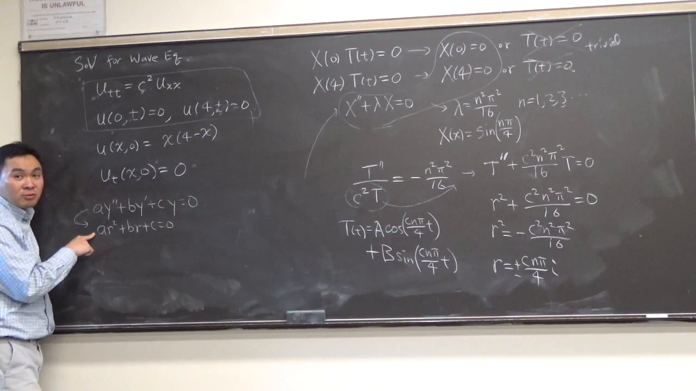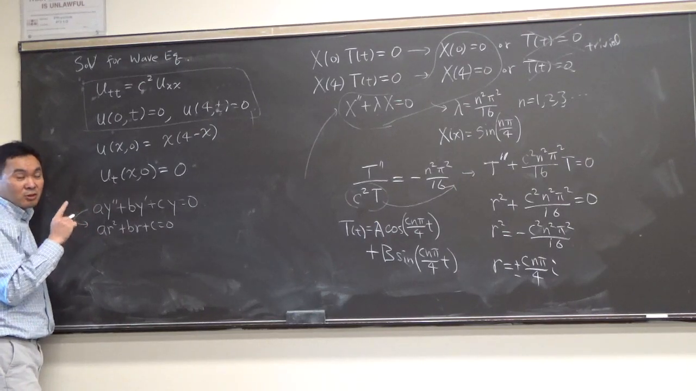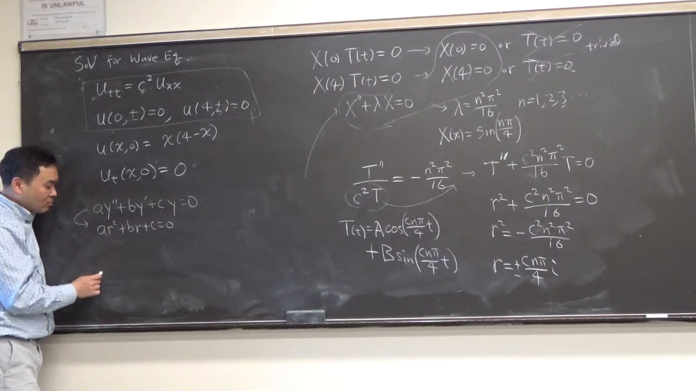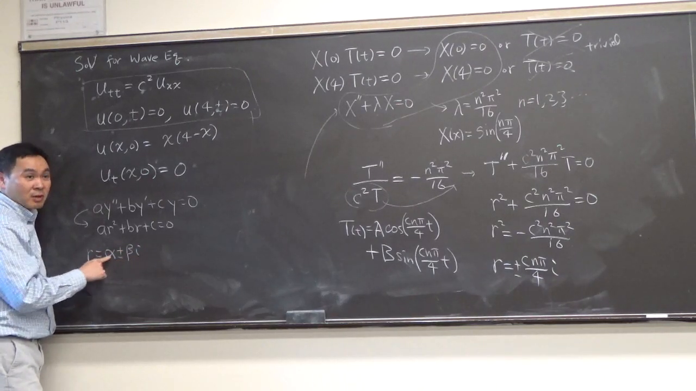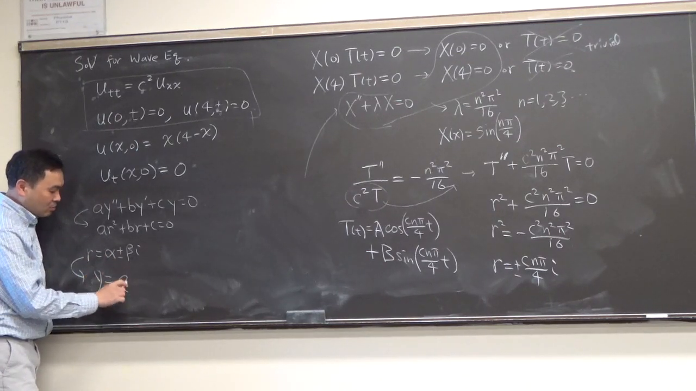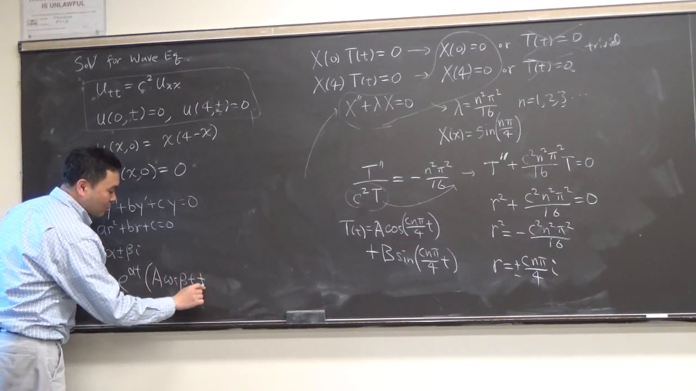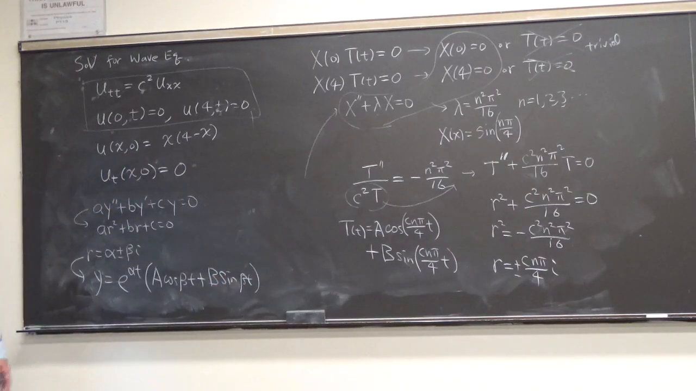You might have two reals, which is the easiest case. You might have a double root, so a single real number. And the third case is when the value comes out as r equals alpha plus minus beta i for some real numbers alpha and beta. And for that, the solution y becomes e to the alpha t, a times cosine beta t, plus b times sine beta t. Okay, that's what you learned in the previous ODE course. You learned this at some point, okay?